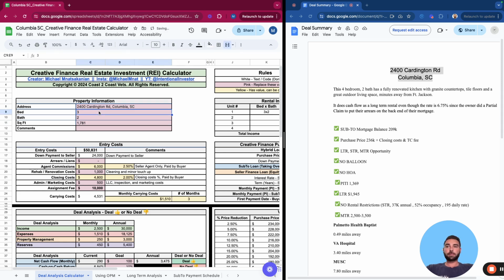Great. This is a 4-bed, 2-bath property. Looks like it's fully renovated. Cash flow as a long-term rental is what it says. And the rate is 6.75. Okay, to put arrears in the back of the mortgage.